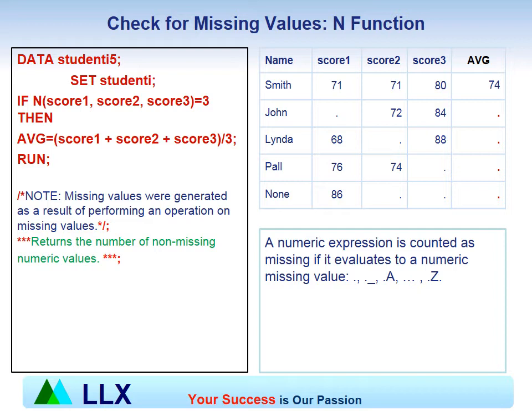Remember, this only works for numeric values, and a numeric expression is considered missing if it results in a missing value, so it can be a period, dot underscore, dot a, dot b, etc.